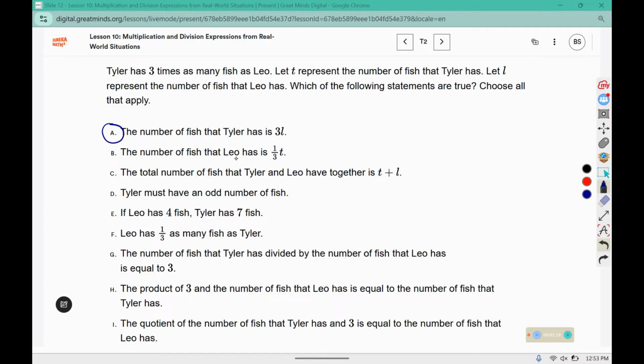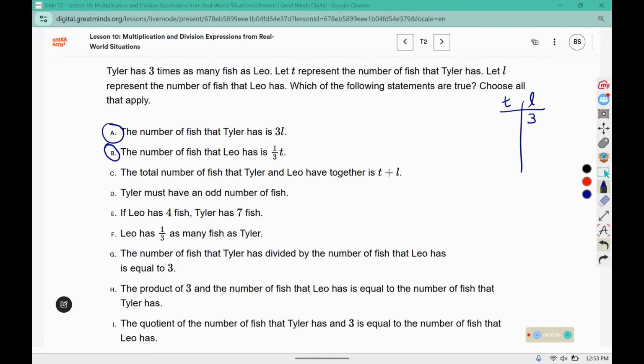The number of fish that Leo has is 1/3 of T. Tyler has 3 times as much as Leo. So Leo has 1/3 of Tyler's. So this is also true. It might be helpful to write out, if Tyler has 1, Tyler has 3 times as many as Leo, so that would mean Leo only has 1/3 of a fish. We don't want him to have a part of a fish.